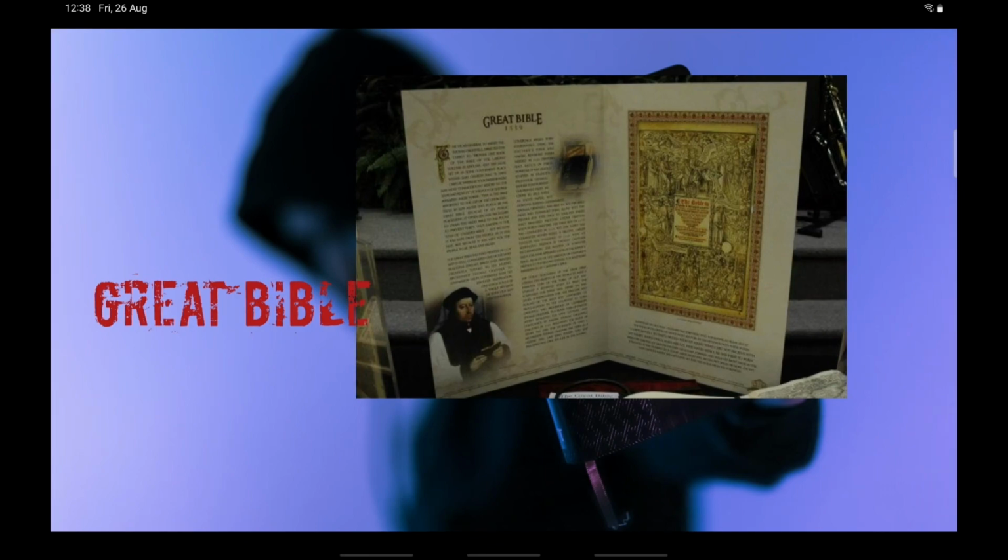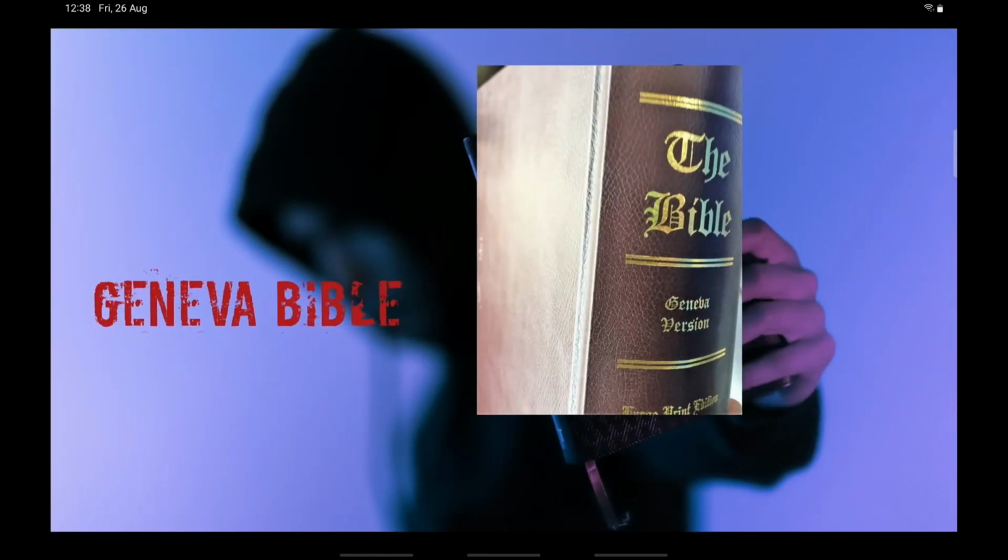Next we have the Great Bible. Coverdale was again asked to make a translation based on the newer Matthew Bible, called the Great Bible because of its size. The Old Testament was revised in light of a new edition of the Hebrew Bible in 1535. The Geneva Bible.